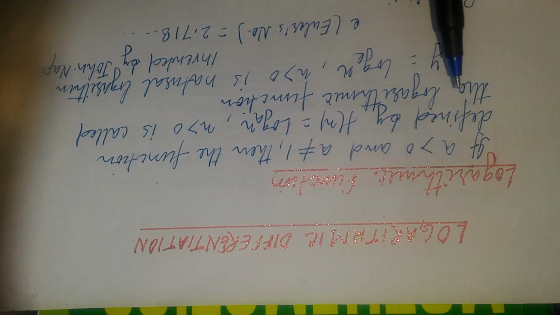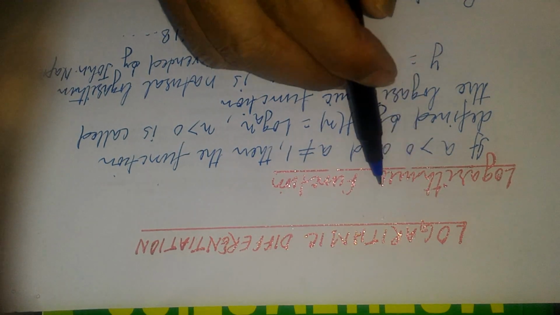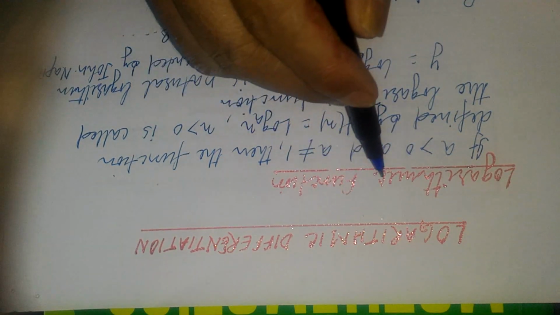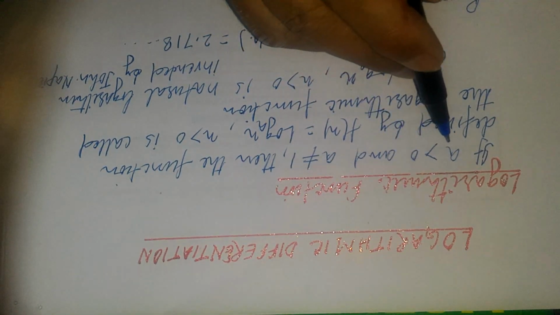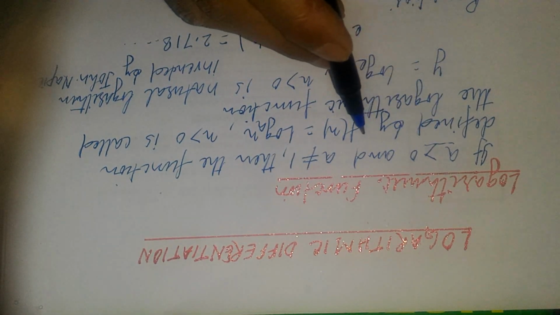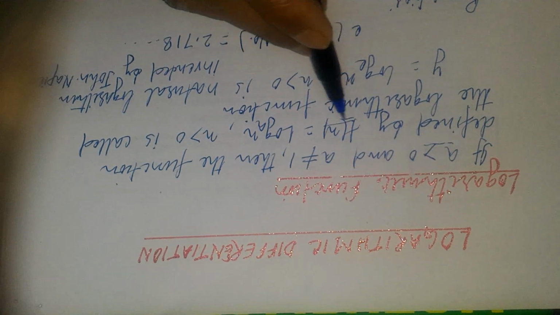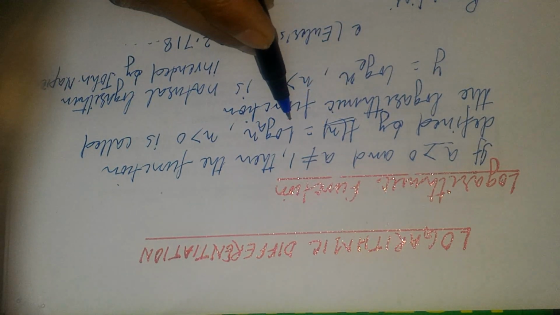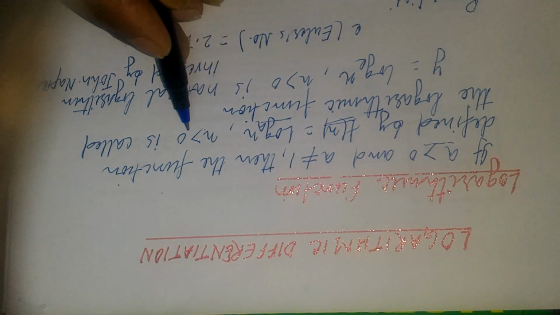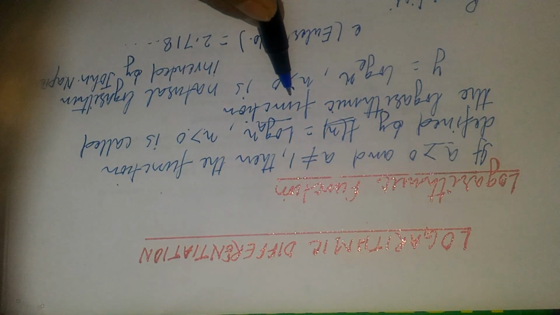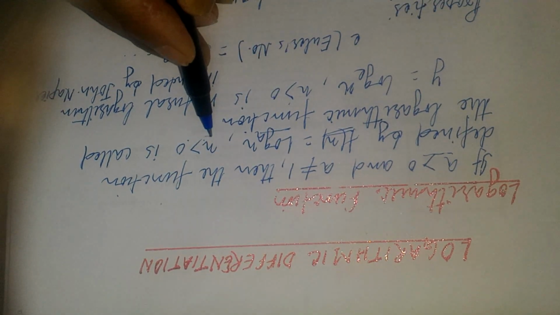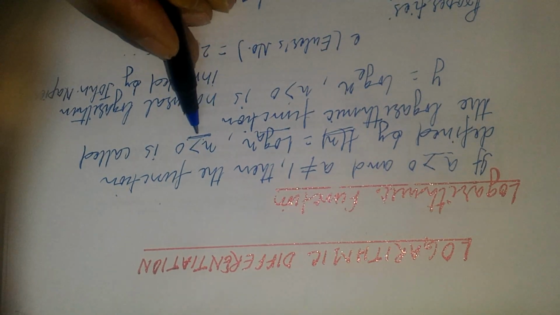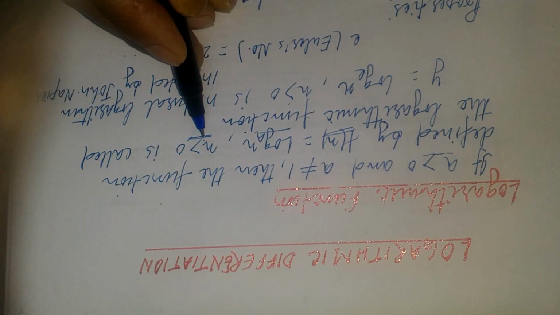Today we are going to discuss logarithmic differentiation. Before we go for the logarithmic differentiation, we'll be discussing what a logarithm function is. If a is a number greater than 0 and not equal to 1, then the function defined by f of x is equal to log of x to the base a, where x is greater than 0, is called the logarithmic function. Now here we know this function is defined only for all x greater than 0, for all positive numbers.